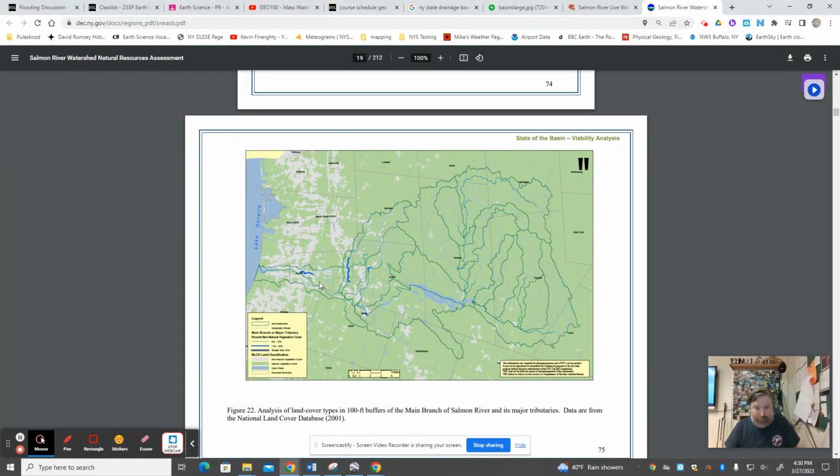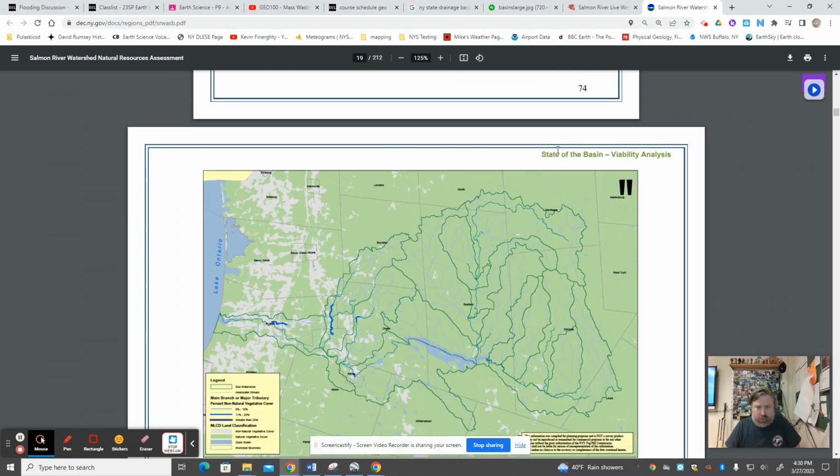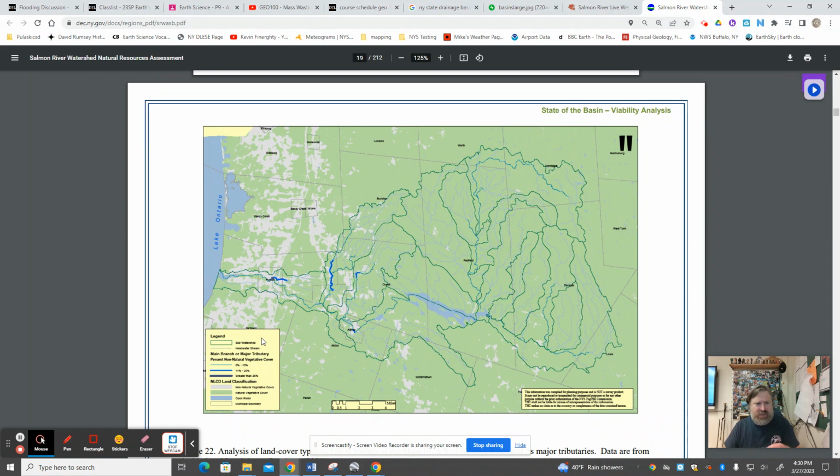Here is a map of the Salmon River watershed. Now, it's broken down by a couple other things. This is from an environmental report. But Lake Ontario is here. There's town, so that area in dark blue right about there is where that webcam was.